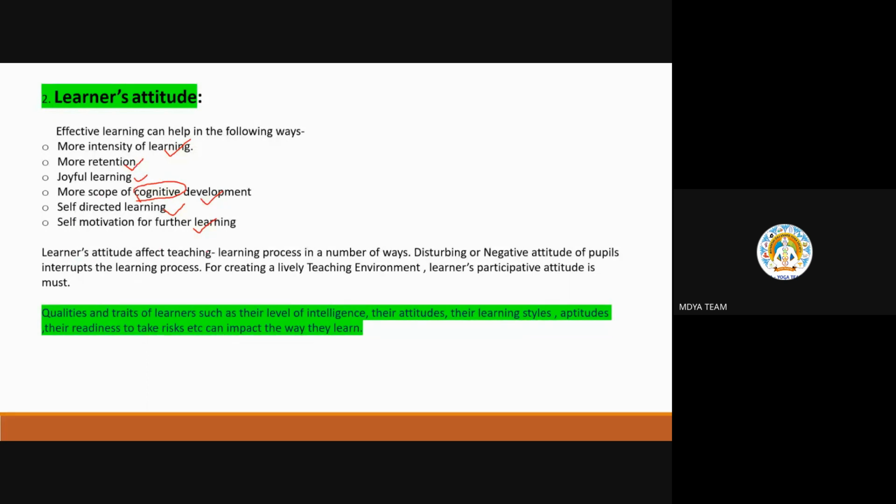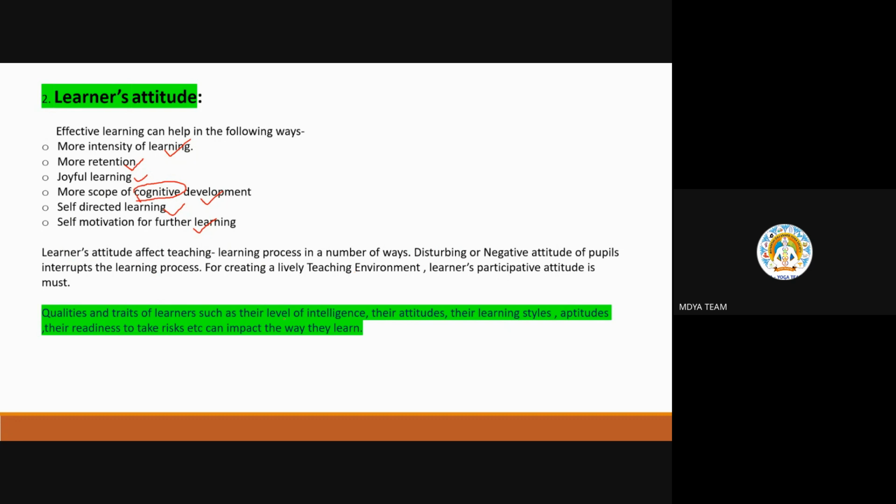Now learner's attitude affects the teaching learning process in a number of ways. Disturbing or negative attitude of pupils interrupts the learning process. For creating a lively teaching environment, learner's participative attitude is a must. Okay, just imagine a class is happening, a setup of offline class, a teacher is teaching something and there are 40 people sitting in the class. Okay, teacher is teaching something and after the completion of the content, teacher is asking questions from the people. And out of the 40 students, no one is replying to the teacher. Okay, so just imagine this situation. In this situation, the teacher will also be disheartened, okay, and there will be a very rigid setup of the class. This will affect the learning process in a negative sense.